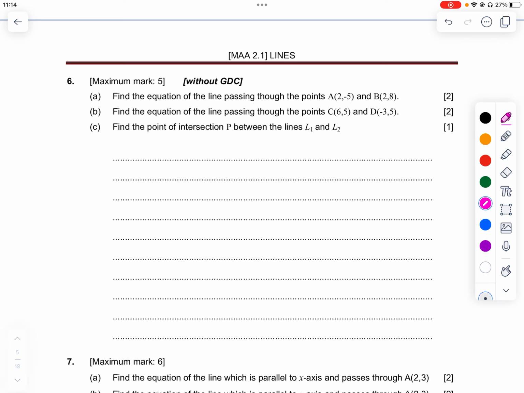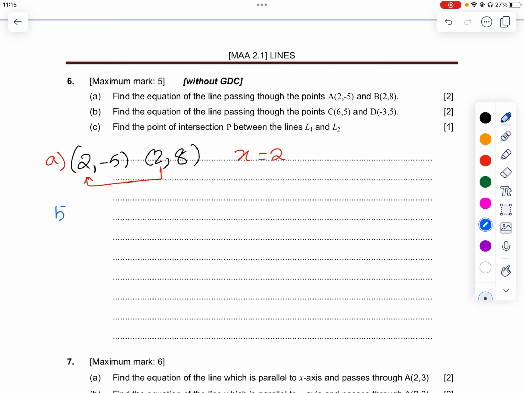Find the equation of a line passing through the points (2, negative 5) and (2, 8). You can see that the x coordinate is the same. It means it should be a vertical line, x equals 2. That should be the easiest way possible.